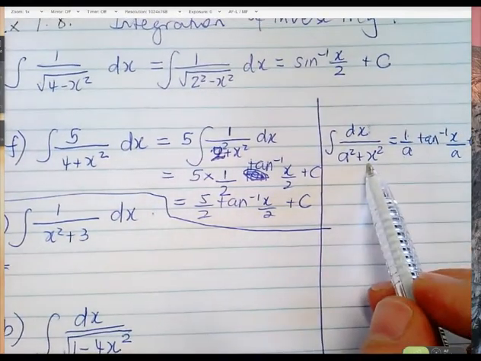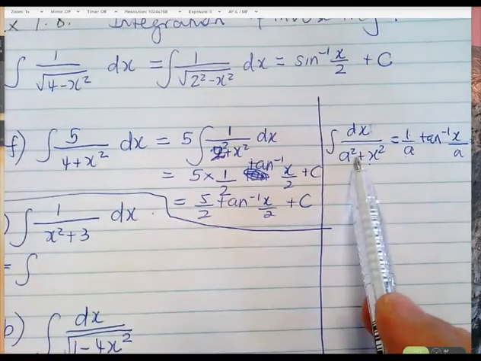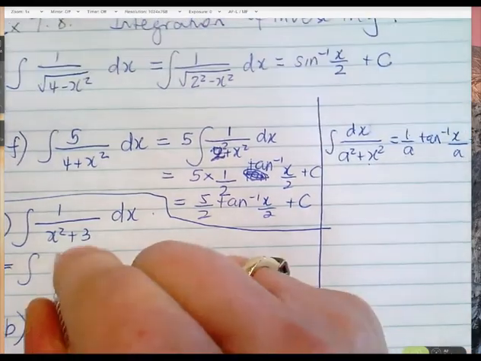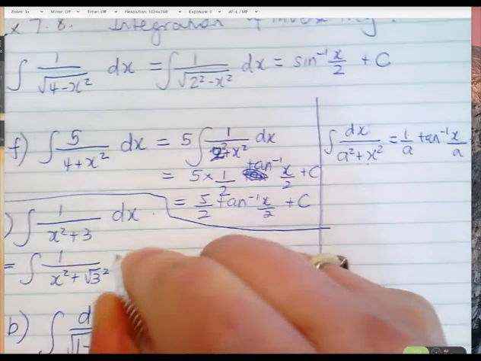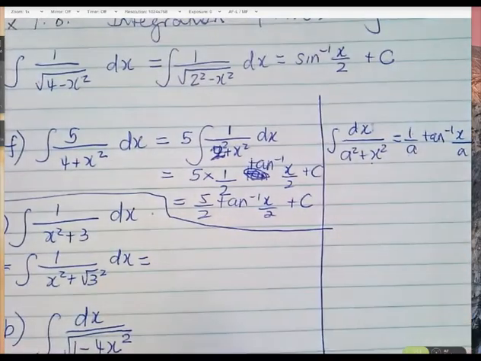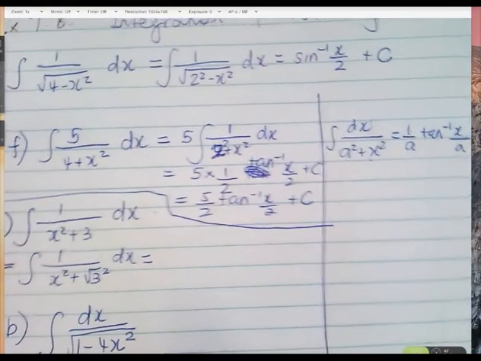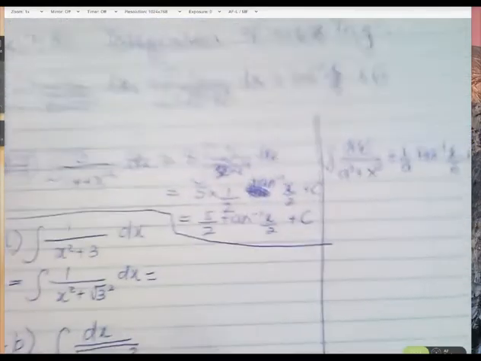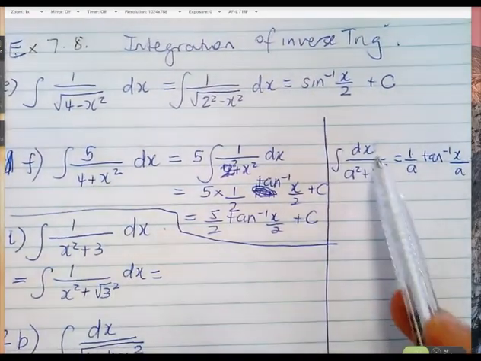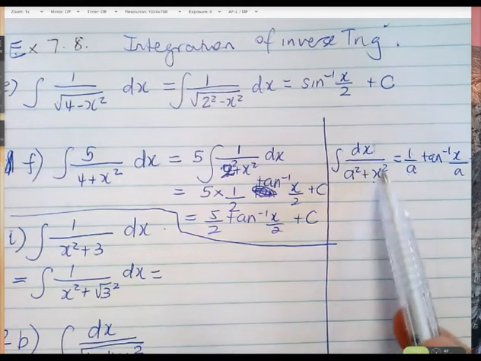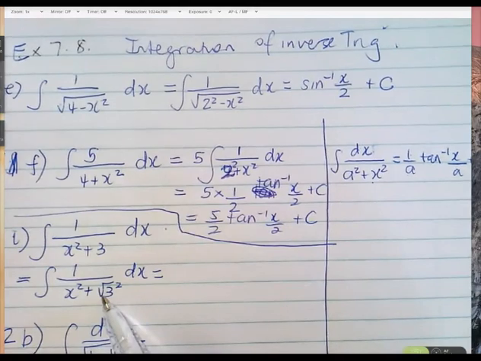I want it looking like the formula. It is like the formula, but something squared is 3. 1 over x squared plus root 3 squared dx. Do you see that? This is question I. So we're integrating 1 over x squared plus 3. So it is looking like this. 1 over x squared plus the 3 is the a squared, therefore a is square root of 3.